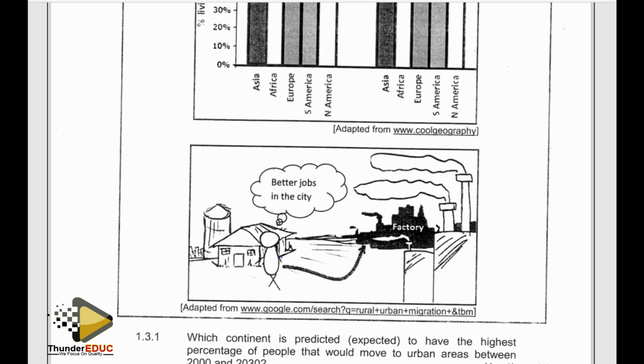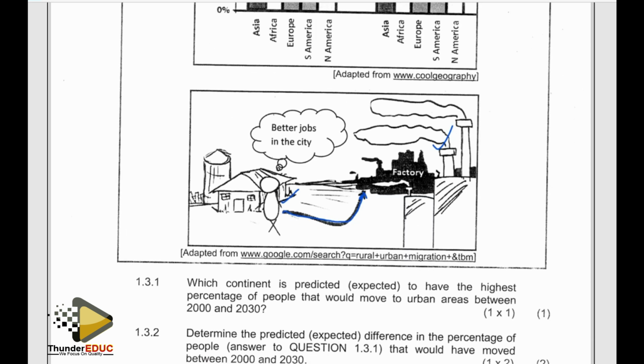You see there's this figure here. He's thinking about better jobs in the city. He's in the rural farmland and the mind is focused on factories in town. You can see there are factories here. He's imagining that the moment they follow this route, they will get there and be able to secure a better job in the city. That is what that figure is having in mind.